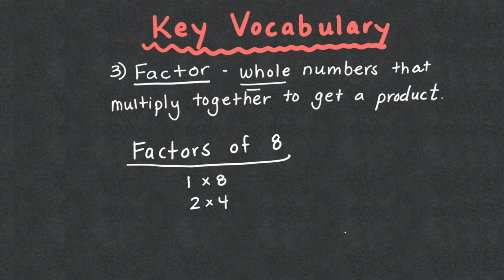Now, remember, this is whole numbers. Otherwise, there's an infinite amount of numbers that would be able to be multiplied together to give you 8. We are just looking at the whole numbers. So if we looked at the factors of 8, we write them in order: 1, 2, 4, and 8.